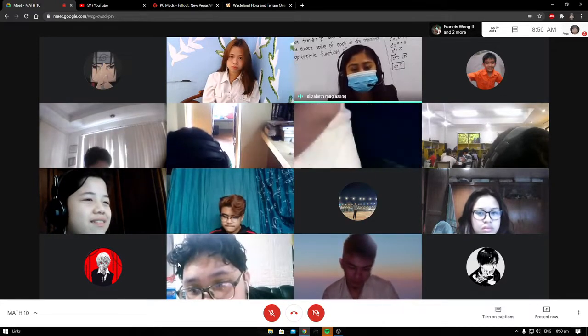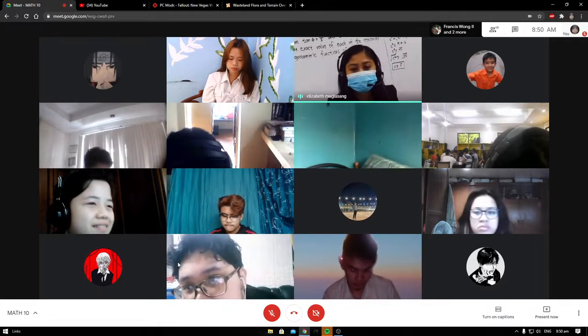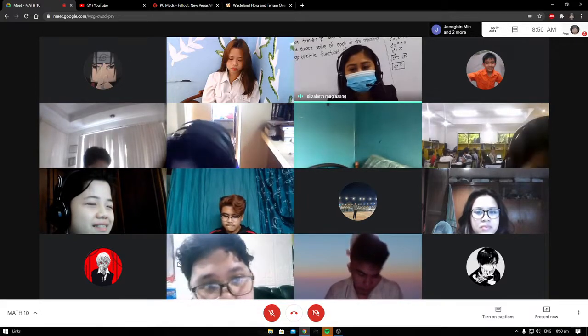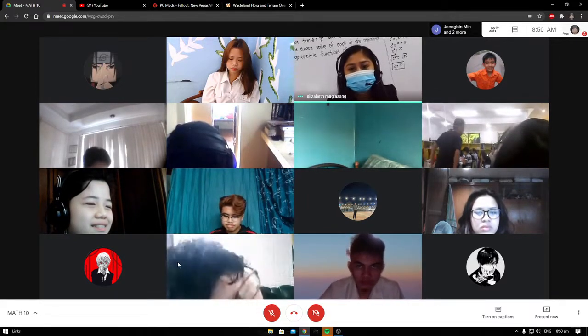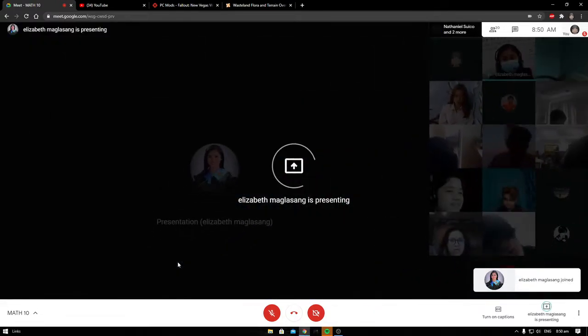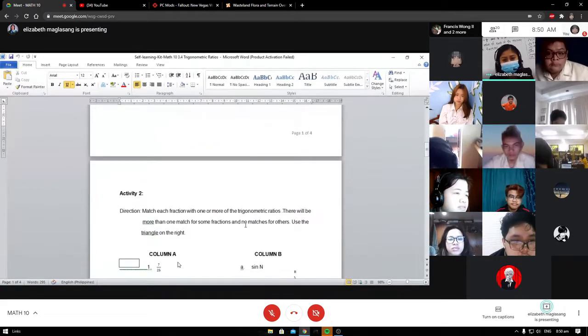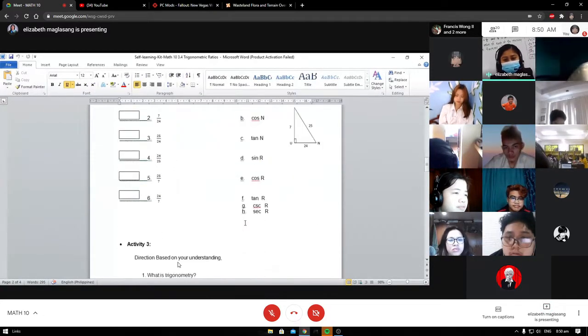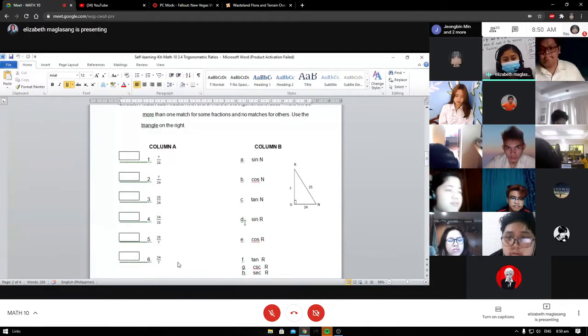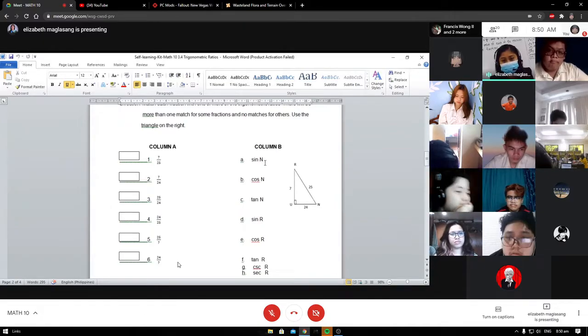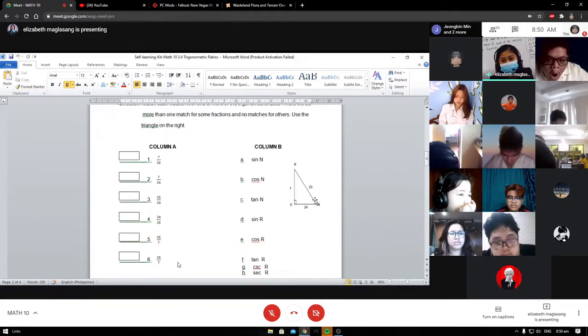About the trigonometric ratios? Regarding your Self-Learning Kit 3.4, group activity 1 is only the formulas. In activity 2, you are going to identify the value of the sides and find the trigonometric ratios. What you are going to find is for an angle only, like sine N, so your theta is on angle N.